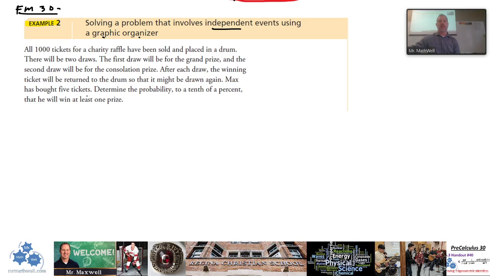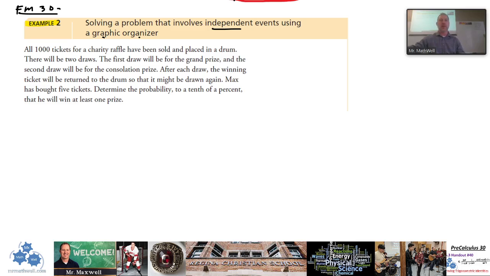Max has bought 5 tickets. Determine the probability to 0.1% that he will win at least one prize. Now, I did say that this involves a graphic organizer, tree diagram, Venn diagram, that sort of thing. I also want to show you how to do it using the principle of inclusion and exclusion. Honestly, all of that is probably about the same as far as how easy this is. But I really like the principle of inclusion and exclusion for this question.